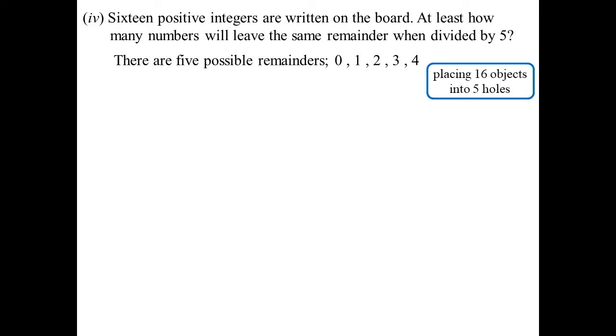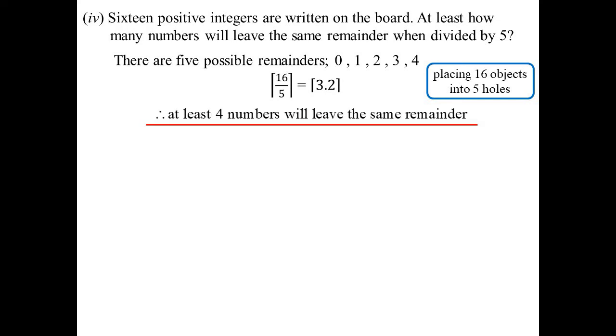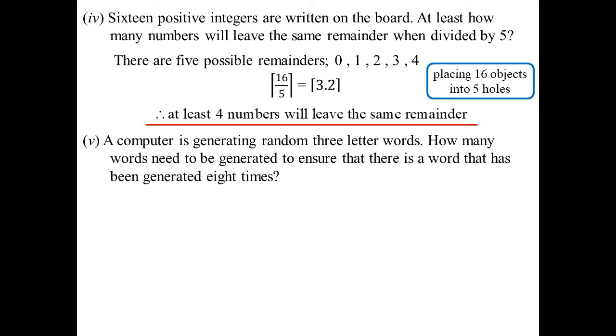So they are the holes, if you like. Whatever number you write on the board, we'll place it in the appropriate remainder hole. We are placing 16 objects into those 5 holes because you're going to put 16 numbers on the board. Well, this is where the ceiling function will come in handy, because I can work it straight out. Ceiling function of 16 on 5 is the ceiling function of 3.2. Well, you always round up in a ceiling function, so there must be at least 4 numbers that will have the same remainder. Next example.